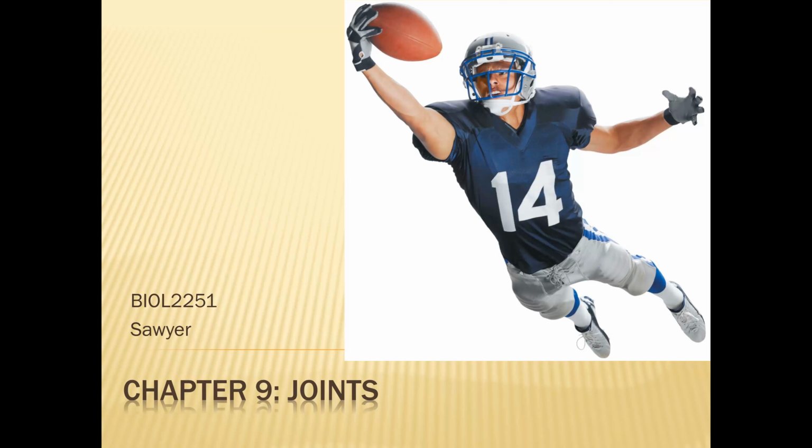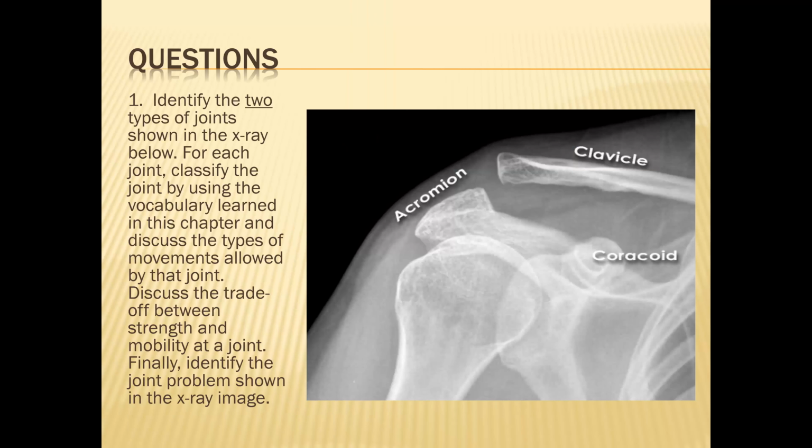So this is the Chapter 9 in-class worksheet activity, and we'll be going over the answers. So question number 1 says identify the two types of joints shown in the X-ray below.